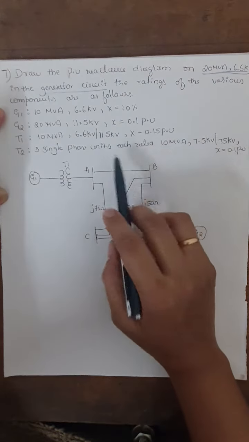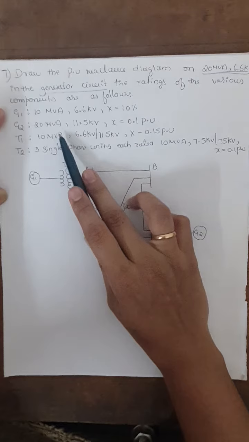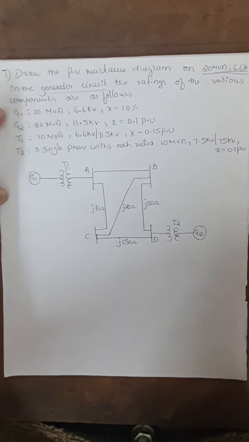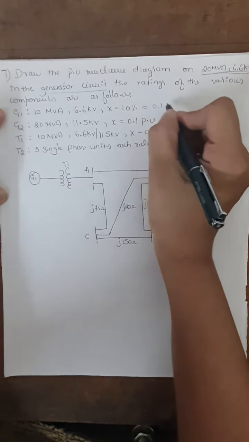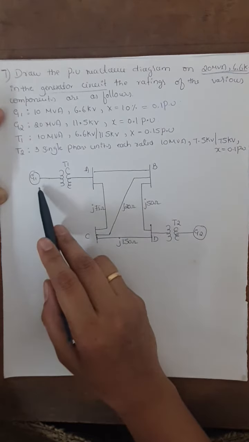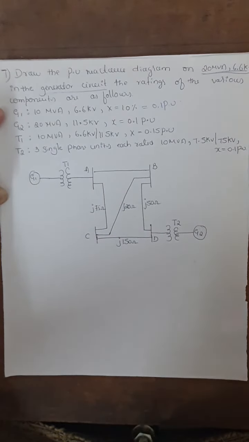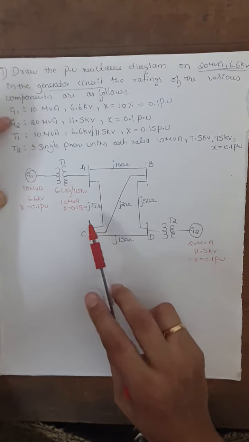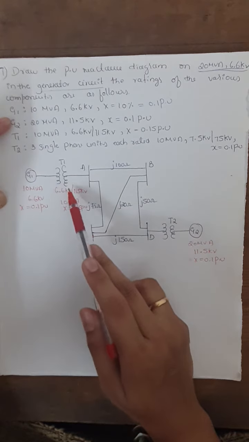The rating of the remaining components is as given here. Generator 1 has the rating of 10 MVA, 6.6 kilovolt, and the reactance is given as 10%. Converting that into per unit, you'll get 0.1 per unit. Then generator 2 has the rating of 20 MVA, 11.5 kilovolt, and the reactance is 0.1 per unit. Now we'll write the ratings of all the components below the single line diagram. The ratings of all the components are written below the single line diagram itself.